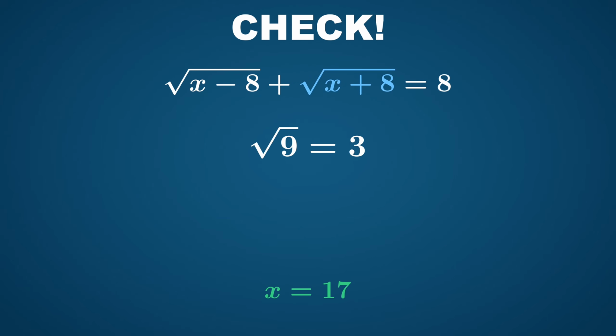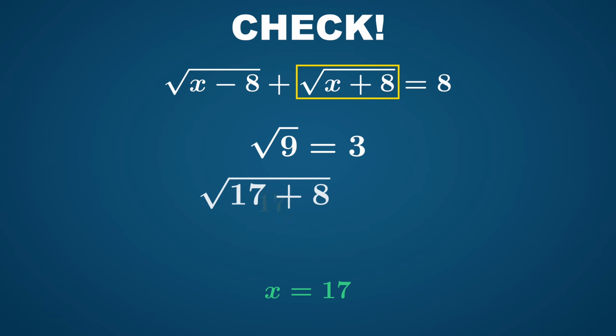Now we will shift our focus to the second radical expression in our equation. This second term originally contained the variable x plus the number 8. Once again, we replace the variable x with our calculated value of 17. This produces the expression 17 plus 8 inside the second radical symbol.